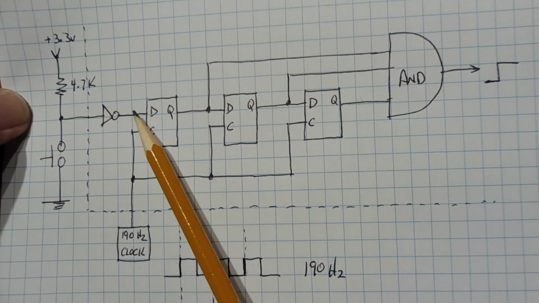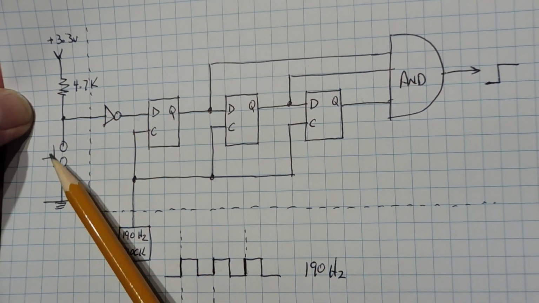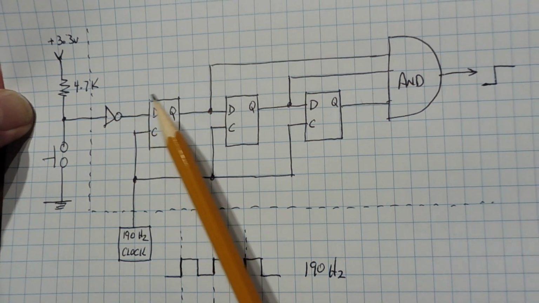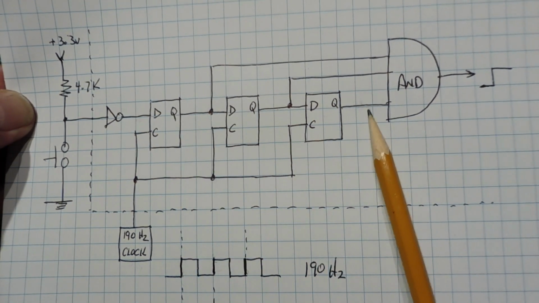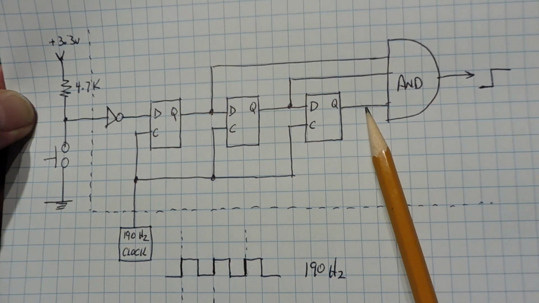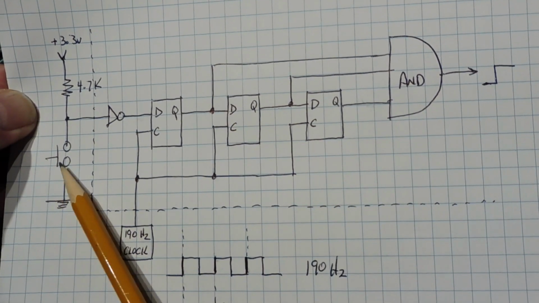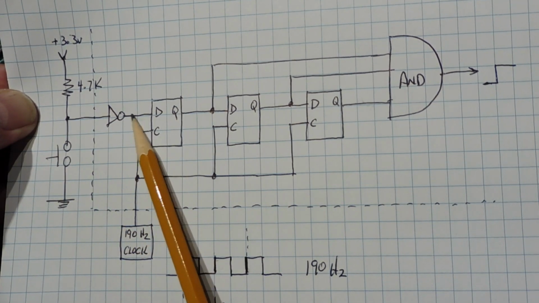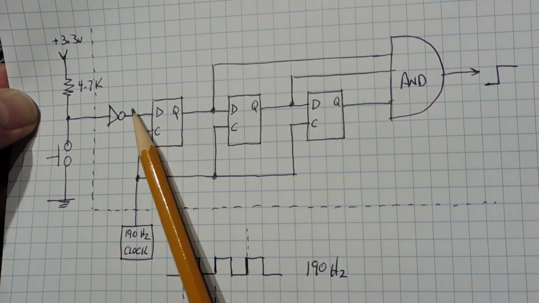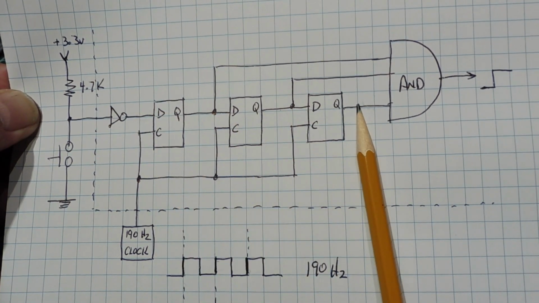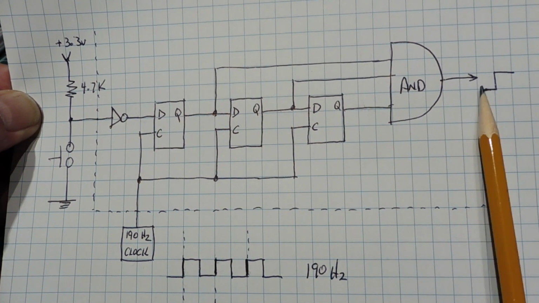So if we're not pressing the push button, we get a zero at the D input. After three clock pulses, that zero will be here, and we'll have 0, 0, 0 on the AND gate, and we'll have the zero on the output. Now when you press the push button, we're going to get a high on the input of the D flip-flop. Now let's say there's no bounce. So after three clock pulses, we're going to get a 1, 1, 1. We'll have 1, 1, 1 on the AND gate, and the output will go high.